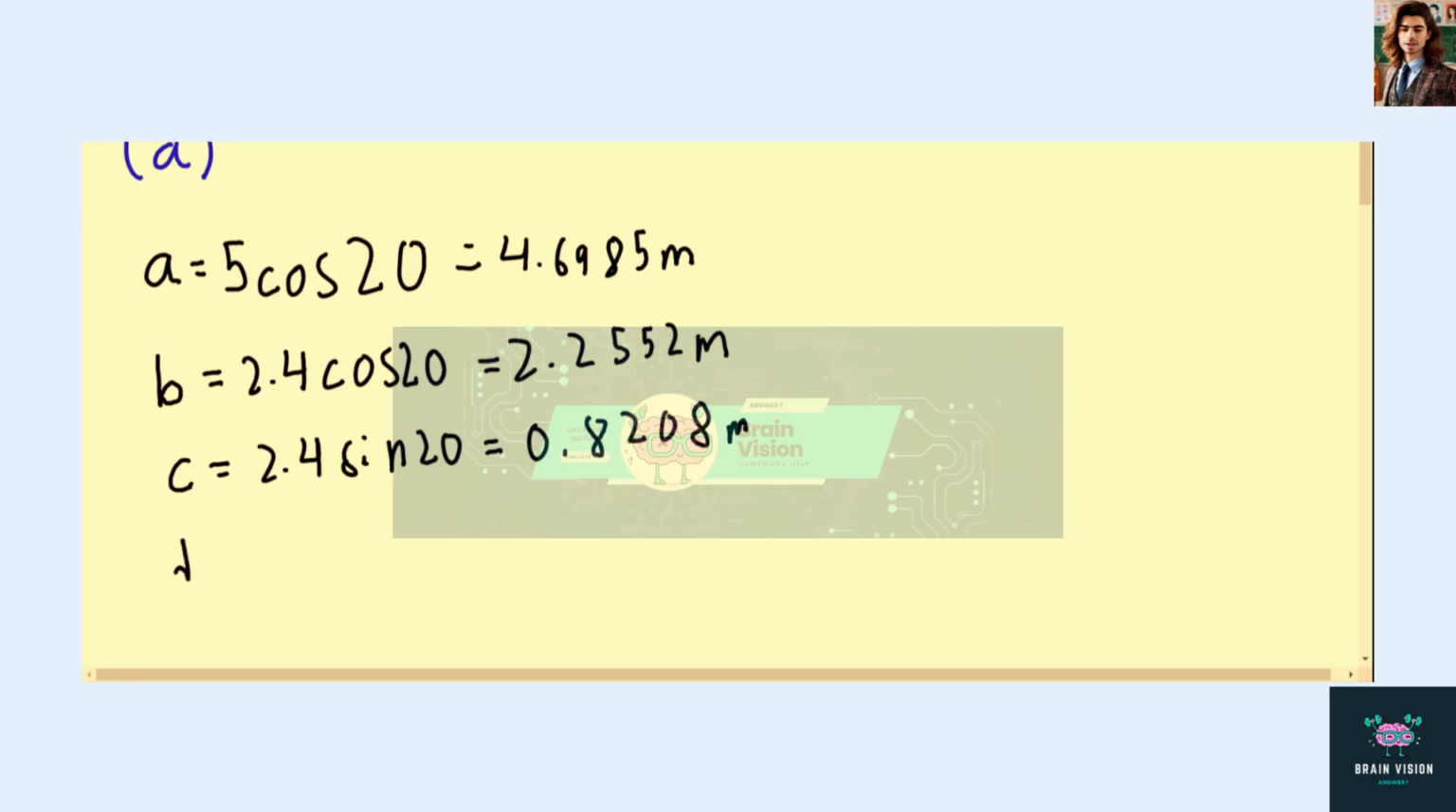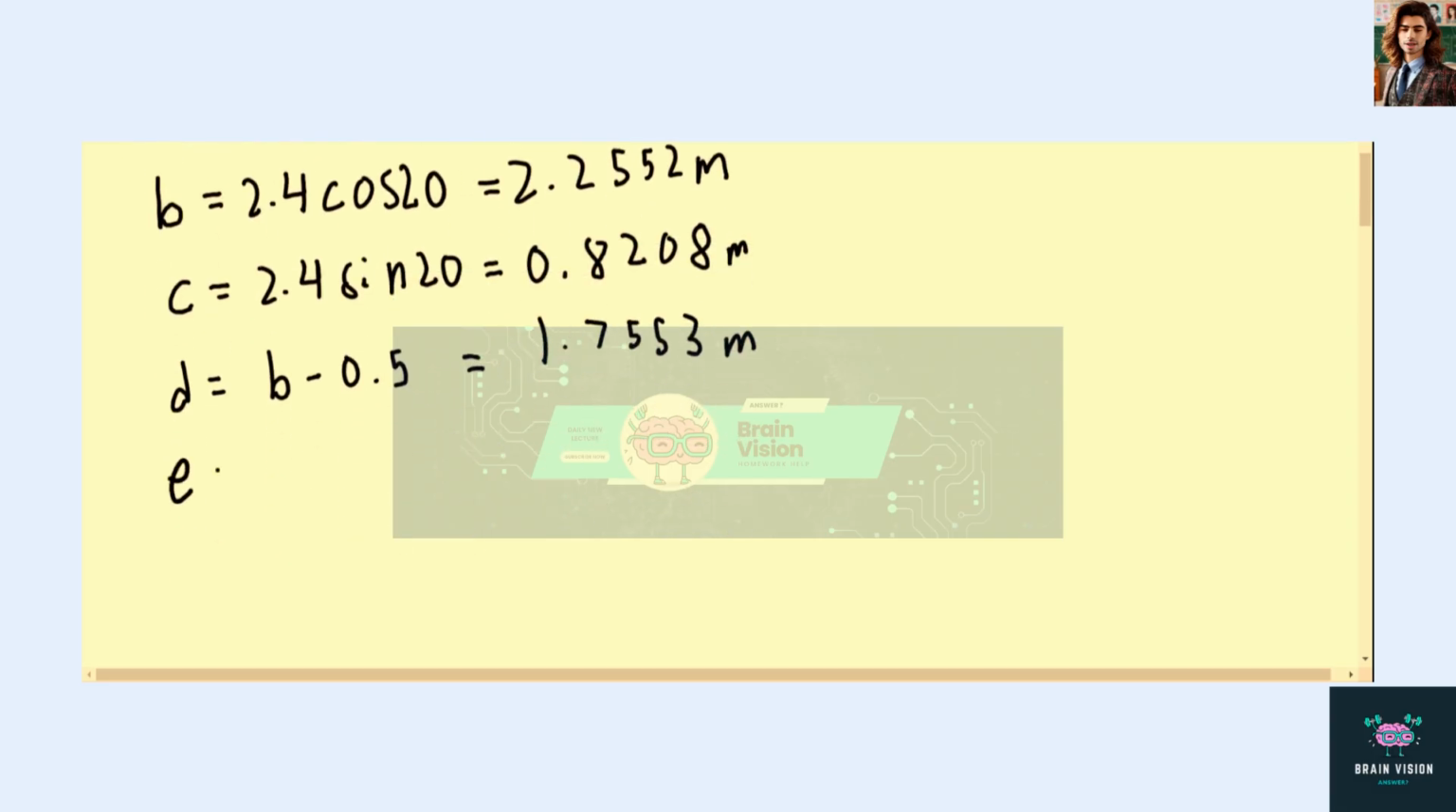For D, we can do our length B minus 0.5, and this will give us 1.7553 meters. And to calculate length E, we do 0.9 minus the length C, and this will give us 0.0792 meters.